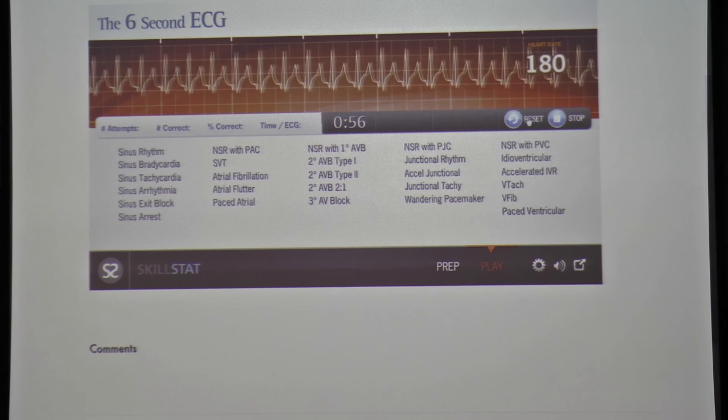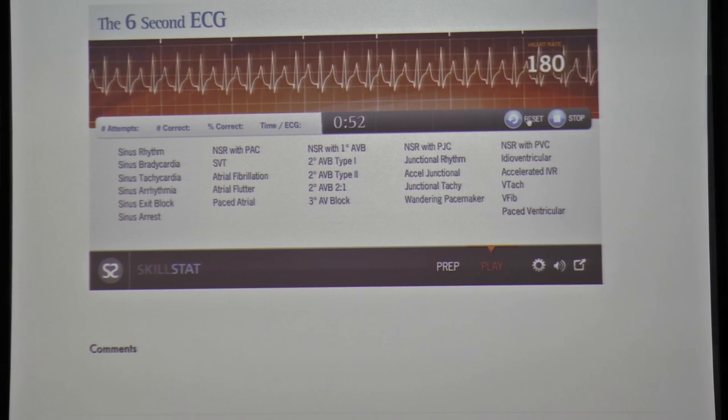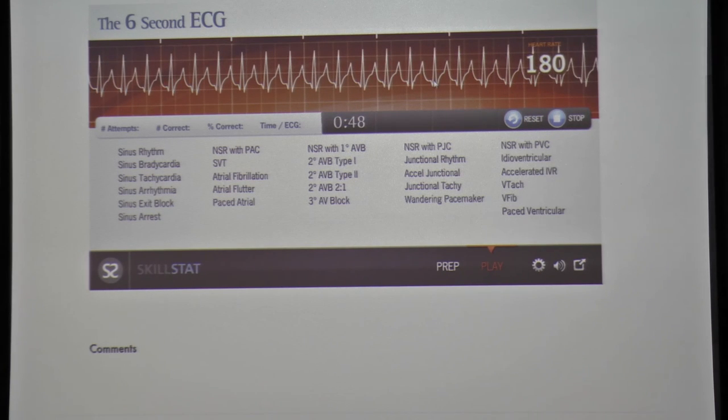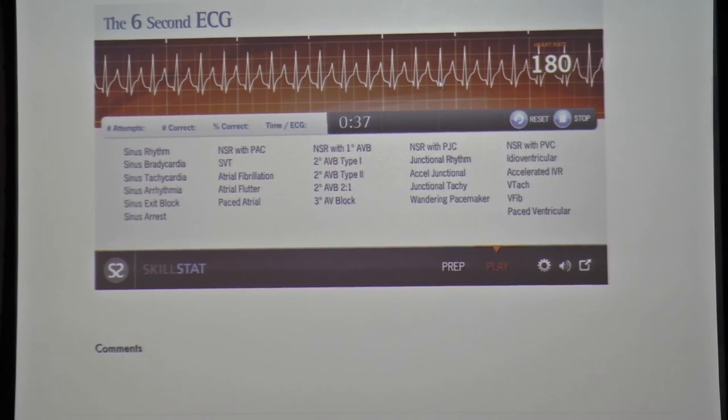So what do we have here? We have a fast rhythm, narrow, so we're safe to call it PSVT. The only thing I'll say to you right off the bat is if I saw that rhythm, one of the things in the back of my mind I would think right away is, is it a flutter that has a one-to-one conduction? You see how it's real pointy? So that's one thing I would think in the back of my mind.